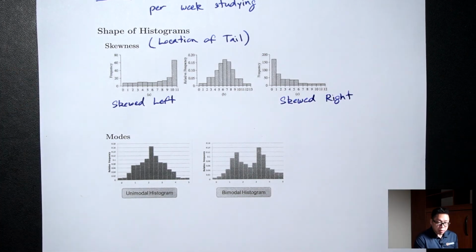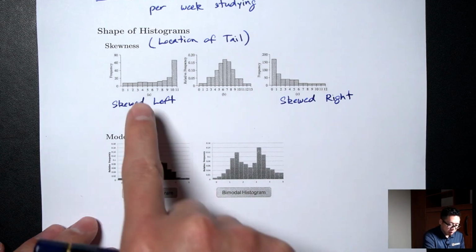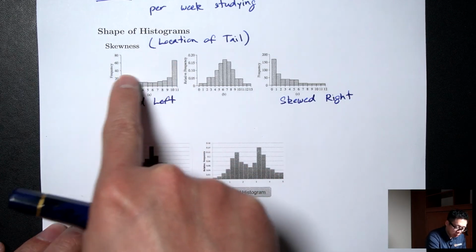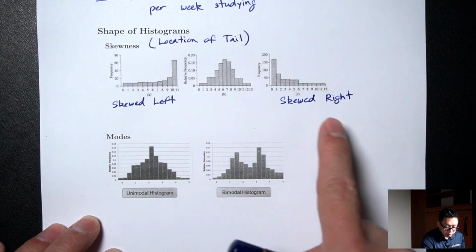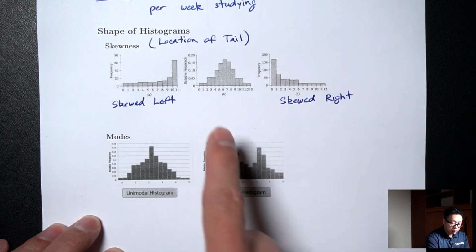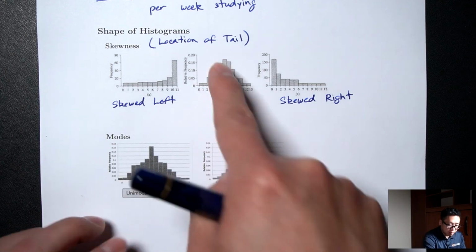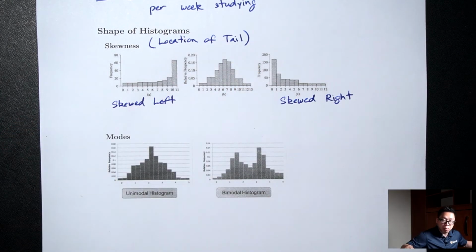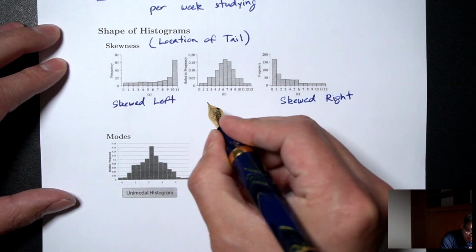Okay? The location of the tail is the direction of the skew. First picture, the tail's on the left side, skewed left. Picture on the right, the tail's on the right side, skewed right. Picture in the middle, we have a peak in the middle and two tails that are equally on both sides. This is called symmetric.